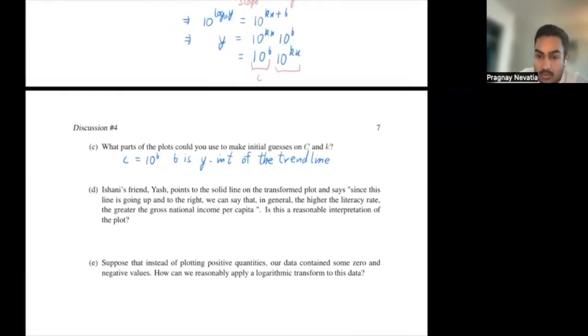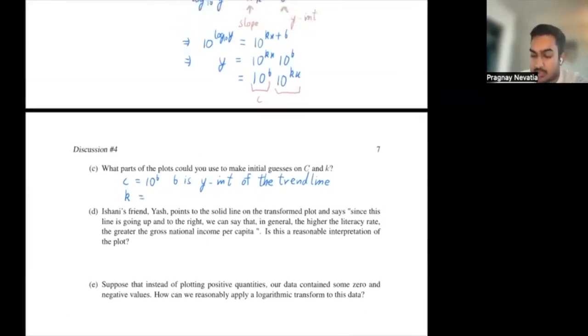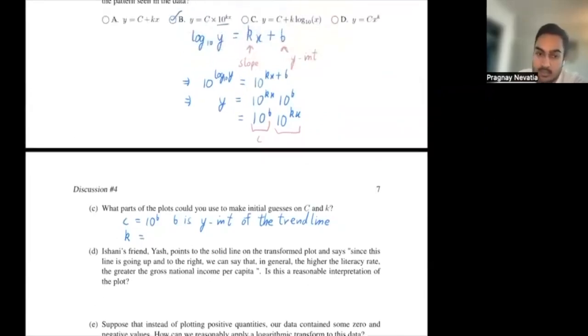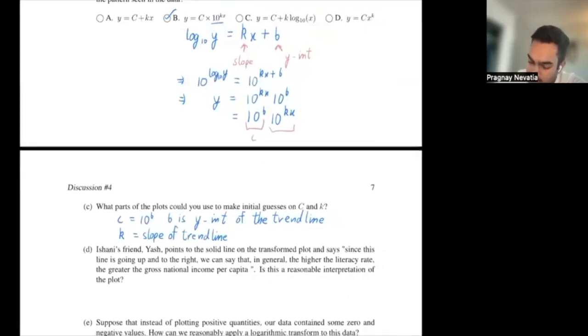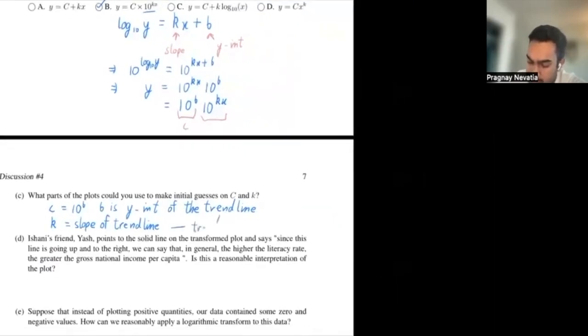And for k, it is just directly the slope, as we saw in our math. So k is just the slope of the trend line. And all of these trend lines are for the transformed plot.